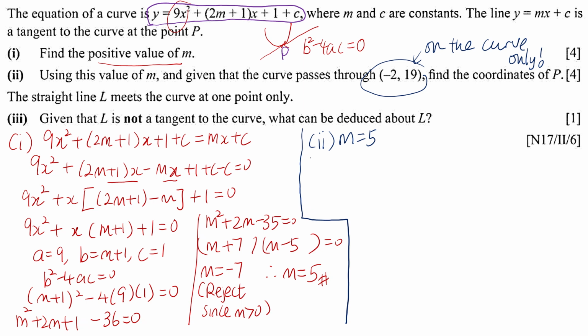Right, so we have 19 equals to 9 bracket negative 2 squared plus bracket 2 times 5, plus 1, x is negative 2, plus c. Right, so if you work it out, 19 is equal to 15 plus c, so that gives us c equals to 4.